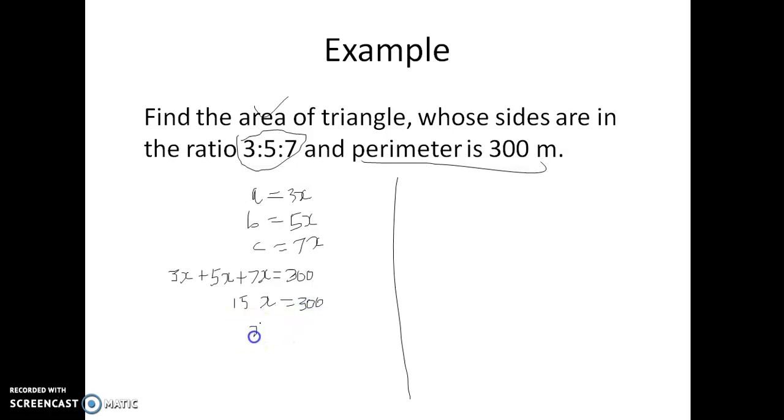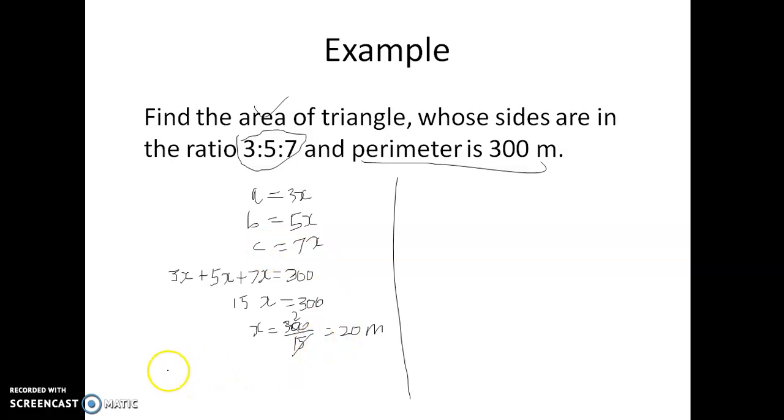So what is x now? x equals 300 divided by 15. So here 1 time, here 2 times, so equal to 20. So 20 meters. So x is nothing but 20. Okay. And here A equals 3x, B equals 5x and C equals 7x, we took like this.